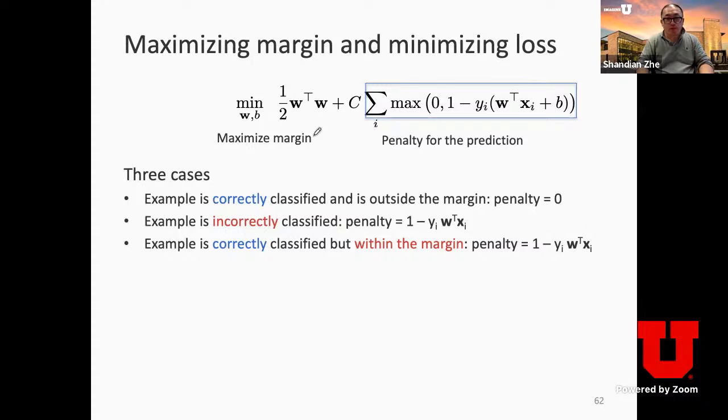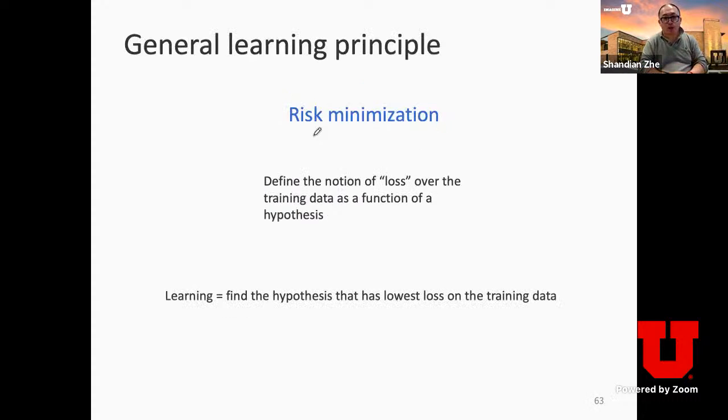Okay, so now from this formulation, we can abstract it and summarize two design principles of learning objectives. One is called risk minimization. What is risk? Risk here is defined to be a loss. What is risk minimization? I define some kind of loss over the training data, which is typically a summation over the loss of each training example. And then the goal is to minimize the summation of the loss over the whole training examples. This is called minimizing the risk. The learning is to find the hypothesis that has the lowest loss on the training data.